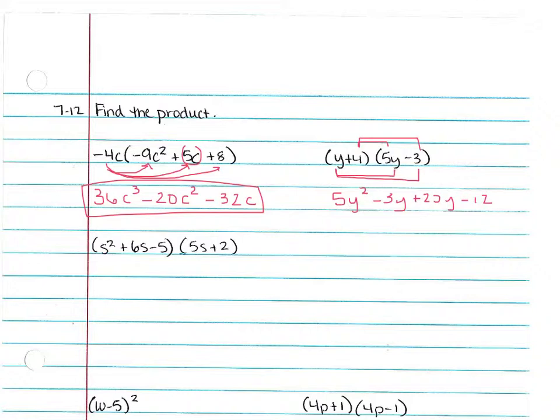I have to simplify this though. 5y squared plus 17y minus 12. And that's your answer.